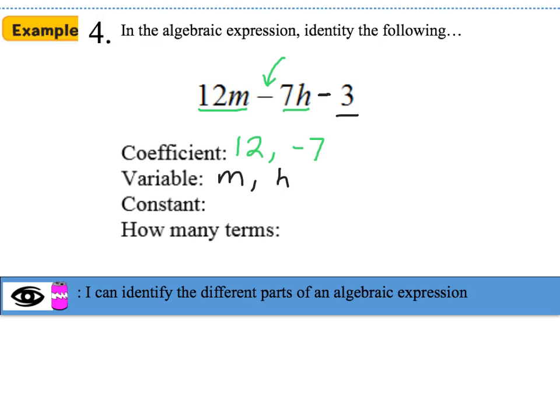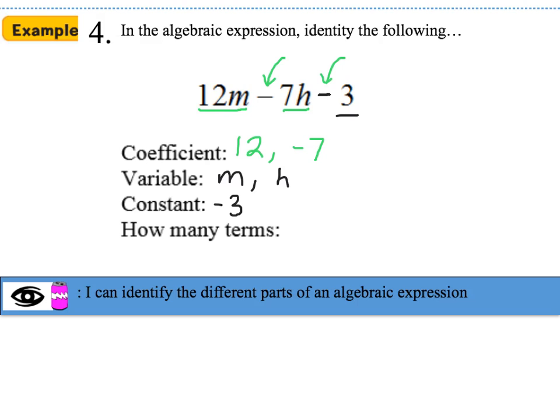So most of us want to think, well, the term is going to be 3. But remember, we need to take the sign that's in front of it. And there's a negative sign in front of it right here. So we need to bring it with it. So the constant is not 3. The constant is negative 3.